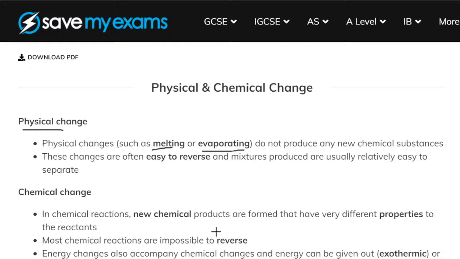So that means that reaction is a chemical change. Now I cannot convert that sodium chloride back to sodium and hydrochloric acid, and that's why we say they are chemical changes. So that's a quick way to differentiate between a physical change and a chemical change.